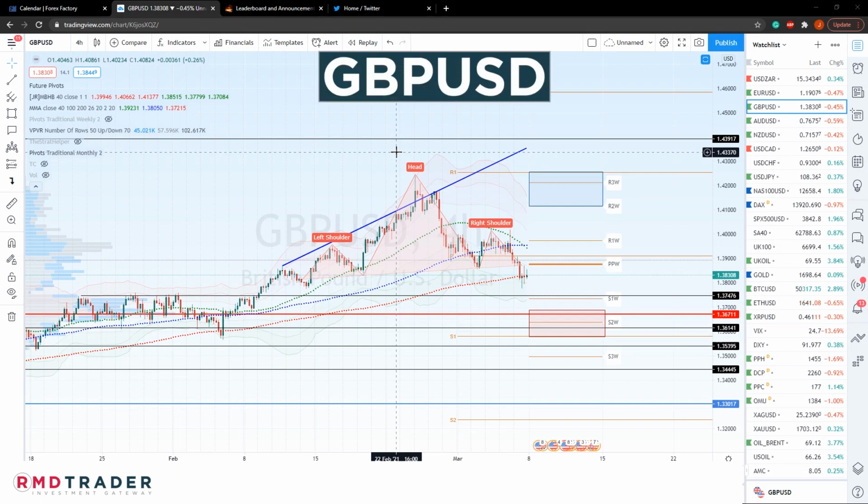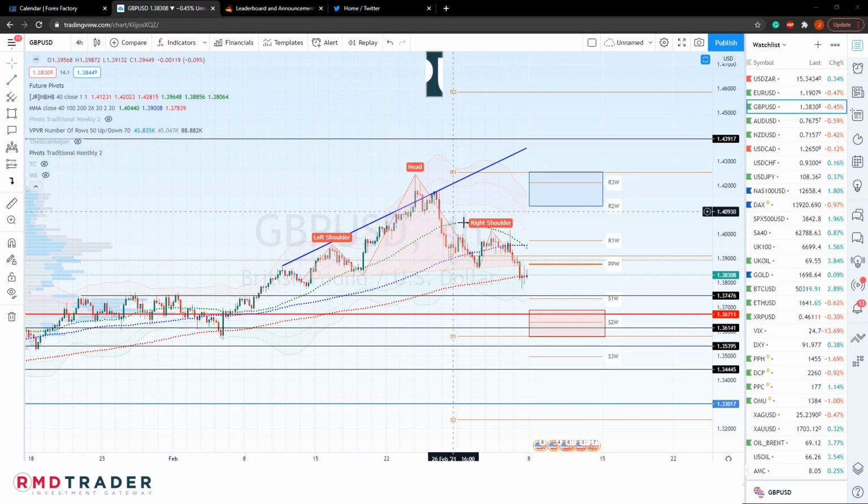We are looking now at a GBPUSD. Last week saw price lose hold of the monthly pivot as well as that 4-hour 100 SMA, and then went on to test the 200 SMA, just briefly tagging our short target at 1.379.